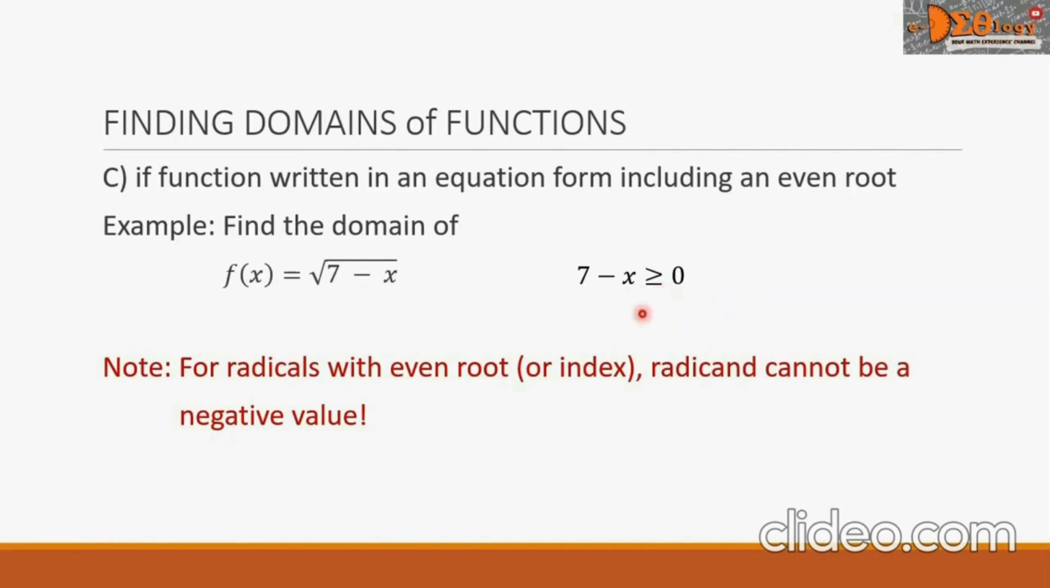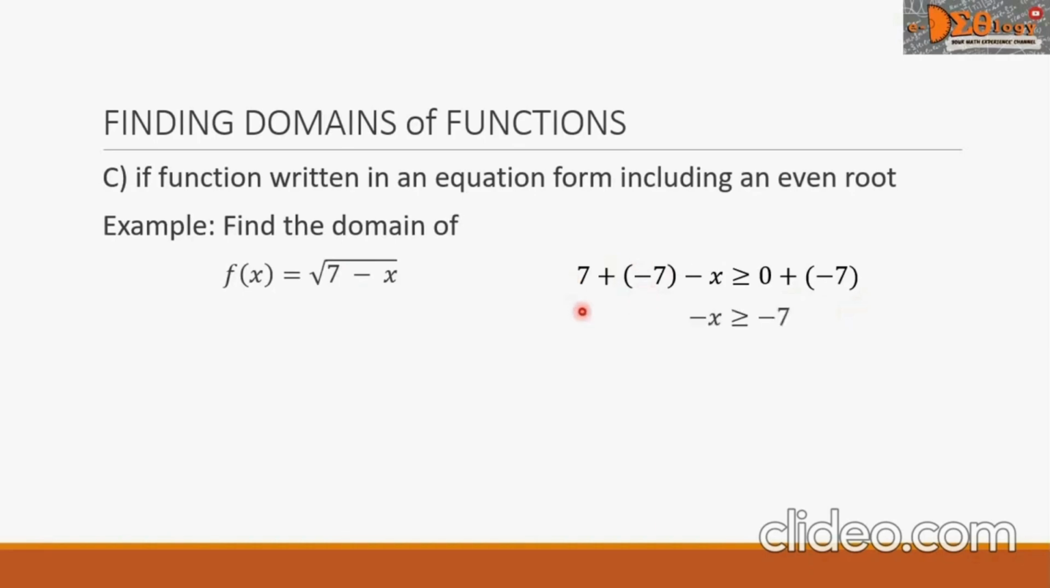And from here, we will solve for x. We want this x to be alone. We're going to remove the 7 here. So we will add a negative 7 to both sides of the inequality. So we have here plus negative 7, and on the right side also plus negative 7. And this 7 plus negative 7 will cancel each other. We will have now negative x greater than or equal to negative 7.